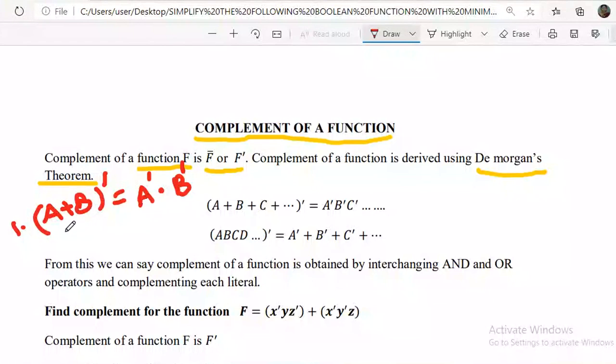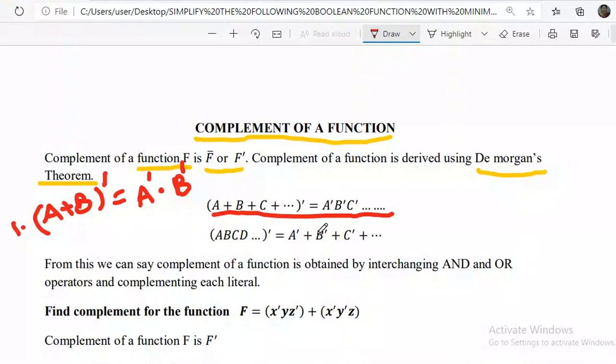Just for clarification, we studied with two alphabets. It is not the case that you apply De Morgan's theorem only to two alphabets. It can be any number of terms, 3 variables, 4 variables, 5 variables. That is what is given here, a plus b plus c, like that. If I take any number of alphabets and do the whole bar, I break this whole bar into individual bars, and the addition will become multiplication. So this is our first De Morgan's theorem.